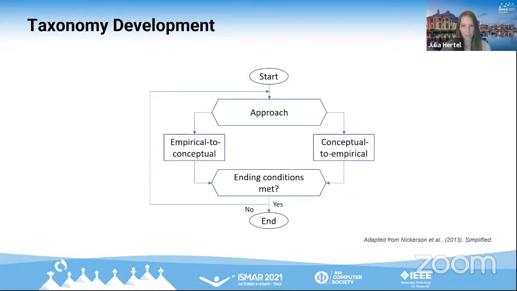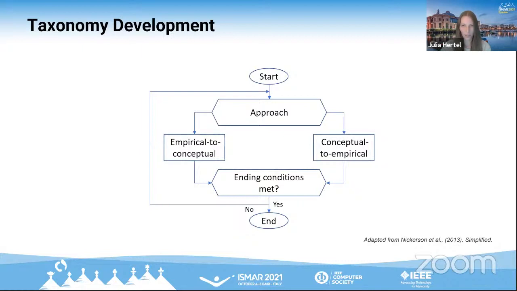To develop the taxonomy, we use an iterative method. Instead of analyzing all existing interaction techniques at once, this method allows us to include batches of interaction techniques consecutively and revise our taxonomy in each iteration until ending conditions are met.